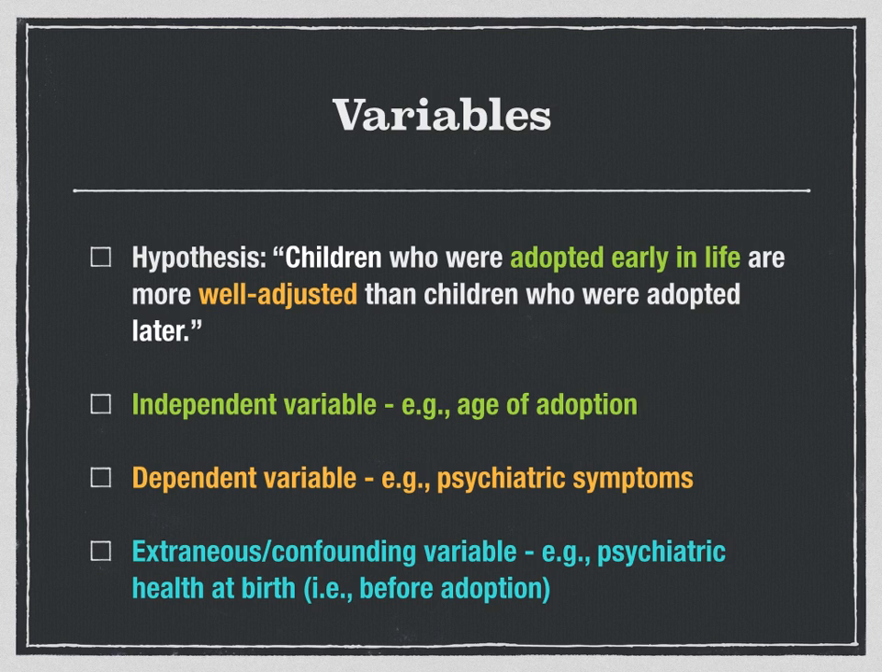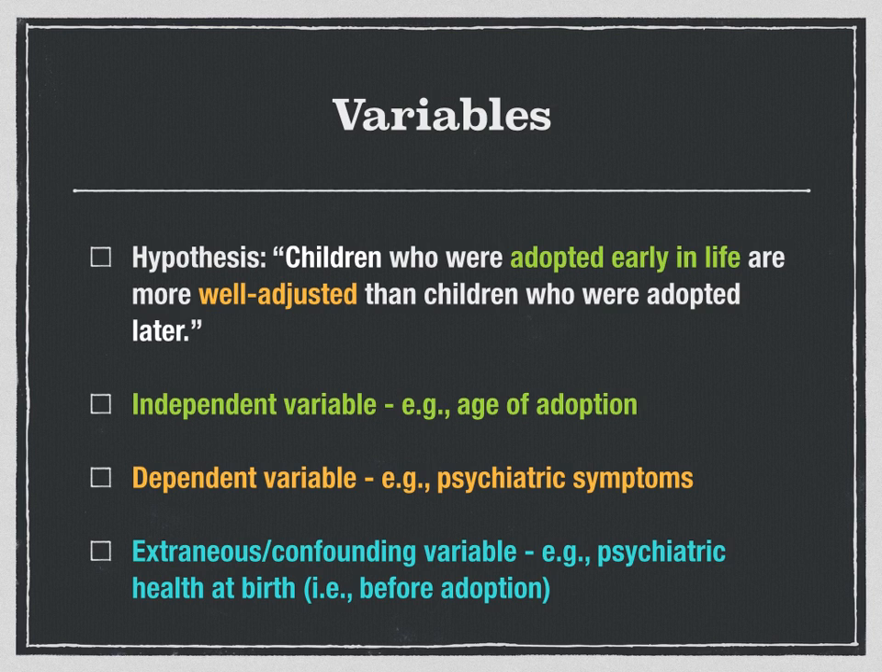For example, the age of adoption is our hypothesized influencer or predictor of later psychological well-being. In this hypothesis, children who were adopted early in life are more well-adjusted than children who are adopted later. So you have your independent variable being the age of adoption. You have relatively more control over either choosing or defining or manipulating the independent variable, since you're starting out with it. Dependent variables are the outcomes.